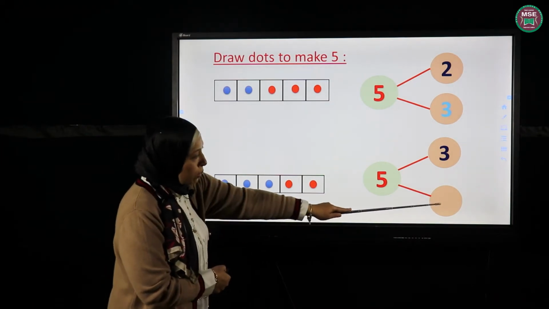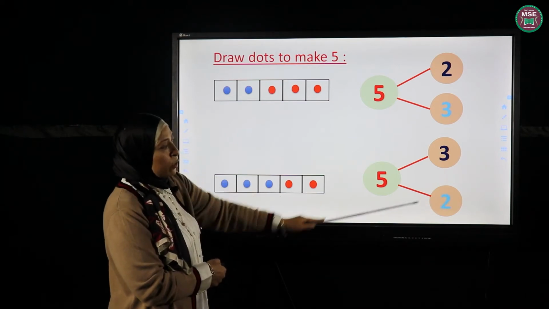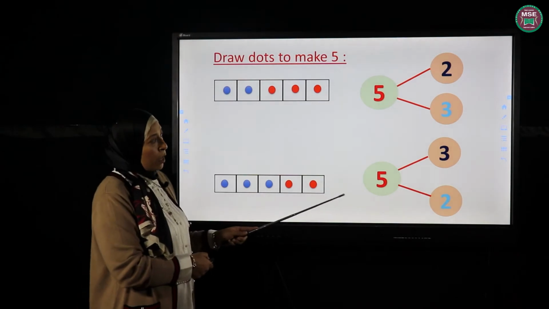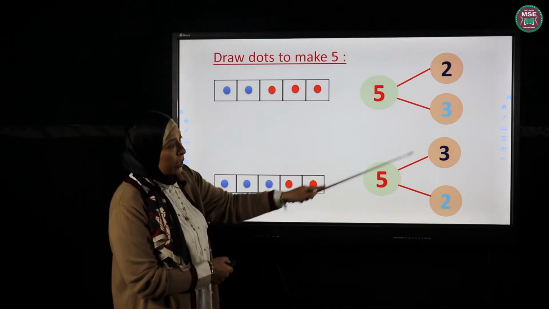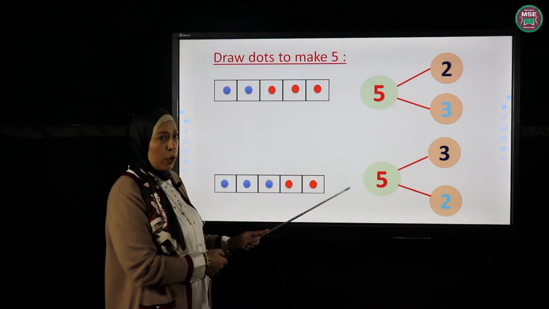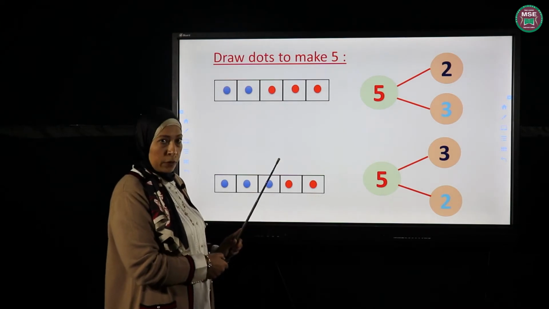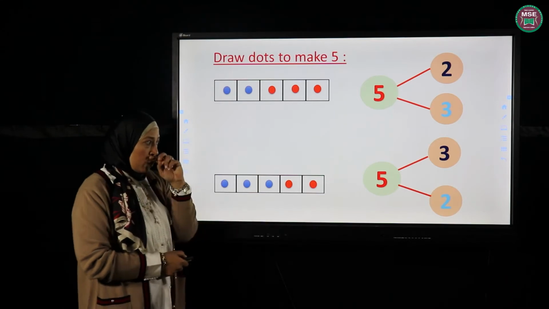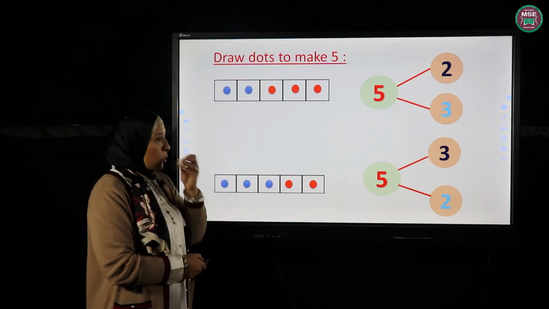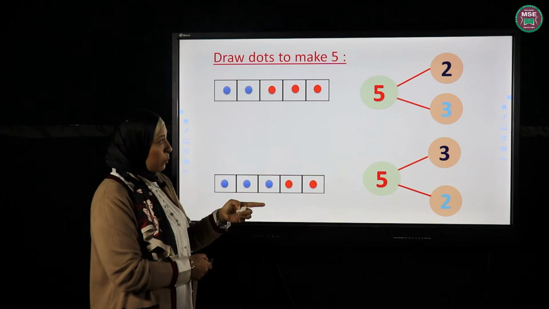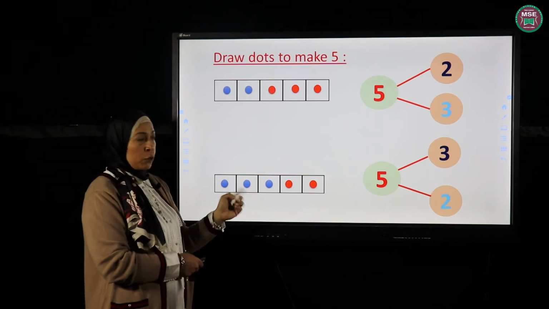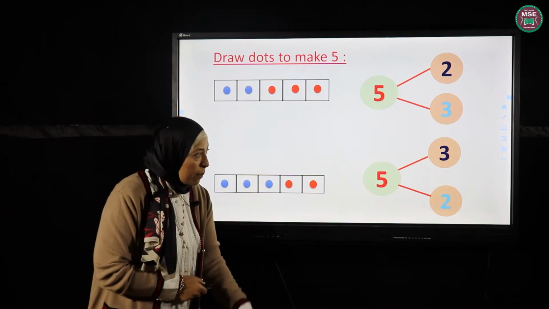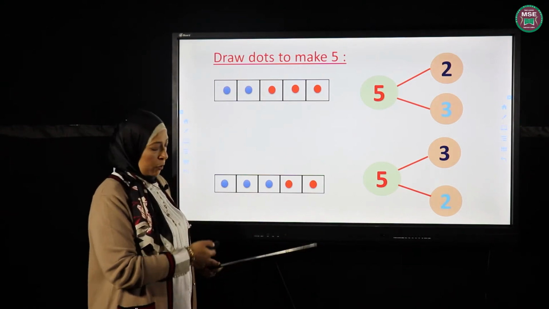So I'm going to go to the second part and write number 2. Okay, so from this bond, I can figure that 3 and 2 makes also a whole number 5. Clear? So whenever we have a 5 frame and we want to know the number that we are going to write in the second part, we can make the number drawing dots and then write the number of the dots that you did draw in the empty part, just like we did now.